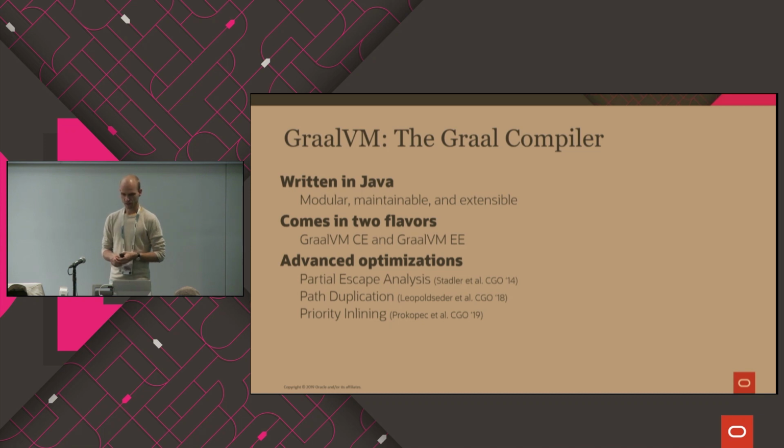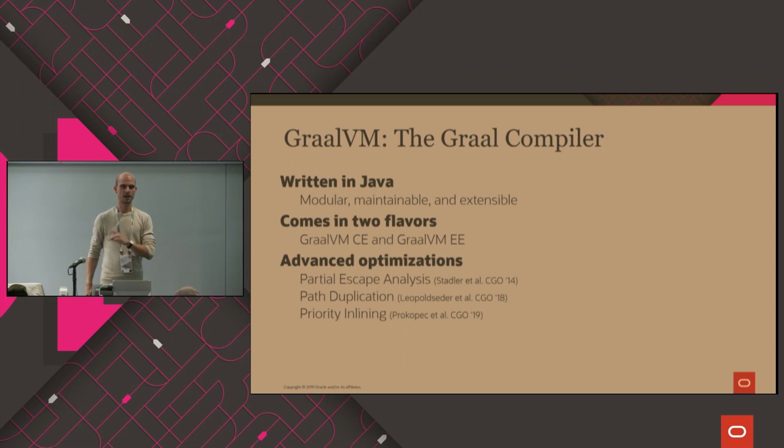GraalVM and the compiler inside comes in two different flavors, the Community Edition and the Enterprise Edition. I'm not going to get into it too much in this talk, just so much here in the context of the Graal compiler. The Community Edition has fewer of these modular optimizations that we're able to plug into the compiler. Enterprise gives you more optimizations. That's just in the context of the compiler. There are other advantages to Enterprise that aren't relevant to this talk.